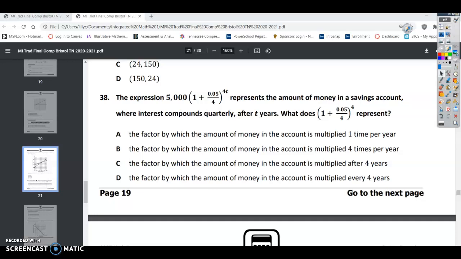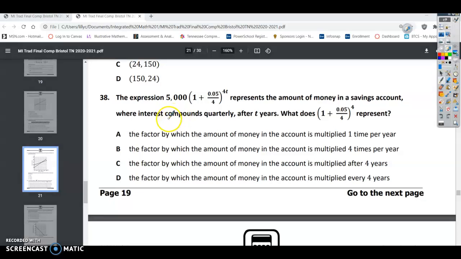Math 1, final benchmark, number 38. The expression 5,000 times (1 plus 0.05 divided by 4) raised to the 4t power represents the amount of money in a savings account where interest is compounded quarterly.